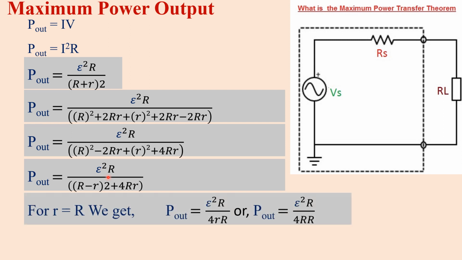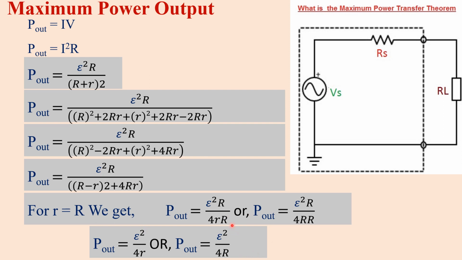For maximum power output, we match the internal resistance of the EMF source with the load resistance capital R. For small r equals capital R, we get power output equals E square R divided by 4R into capital R, because in the above equation R minus small r gives 0. R is cancelled by R, and finally we get power output equals E square divided by 4 into capital R.